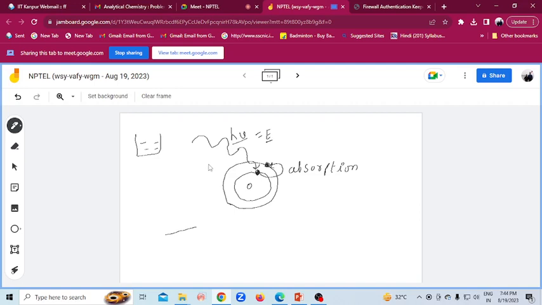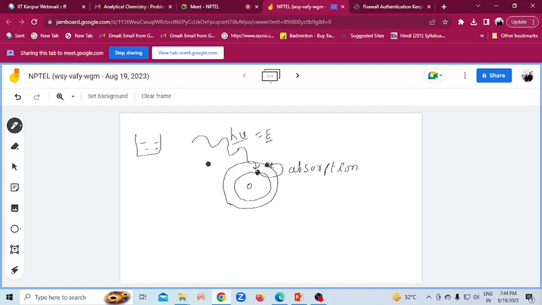Each and everyone wants to stay in a lower energy state. Suppose we are doing some work, but after doing some work we again want to relax for some time. This is our ground state.